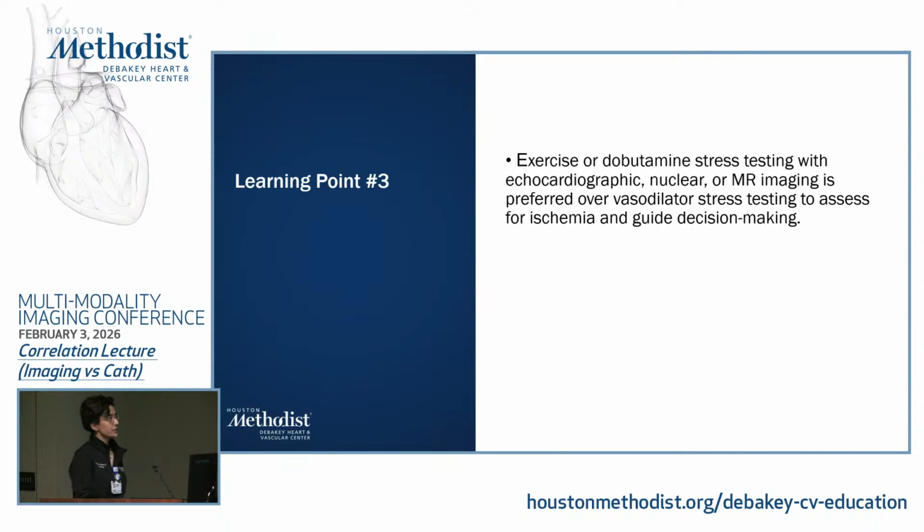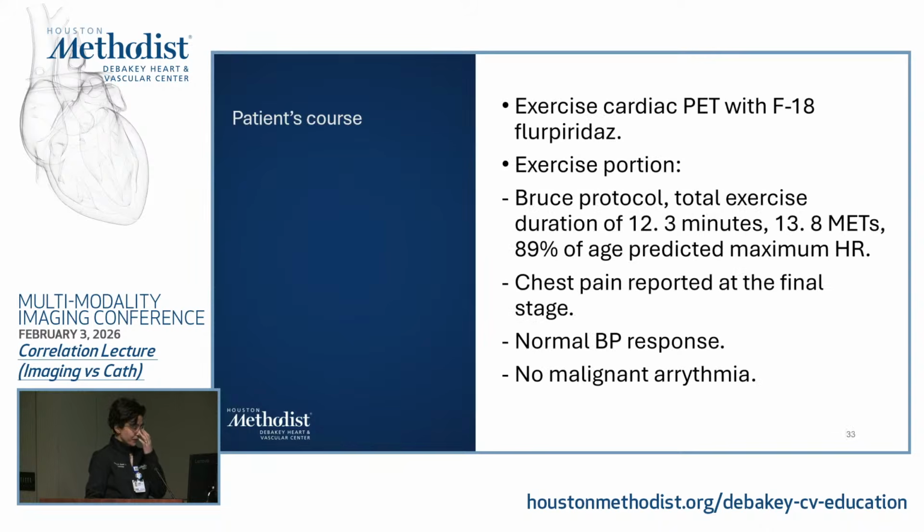The other point is what kind of stress test should be ordered. Since exercise and dobutamine stress tests reflect dynamic conditions better than vasodilator stress testing, exercise and dobutamine stress testing combined with imaging modalities, which could be echo, nuclear, or MRI, is preferred in these patients to assess ischemia and guide decision making.